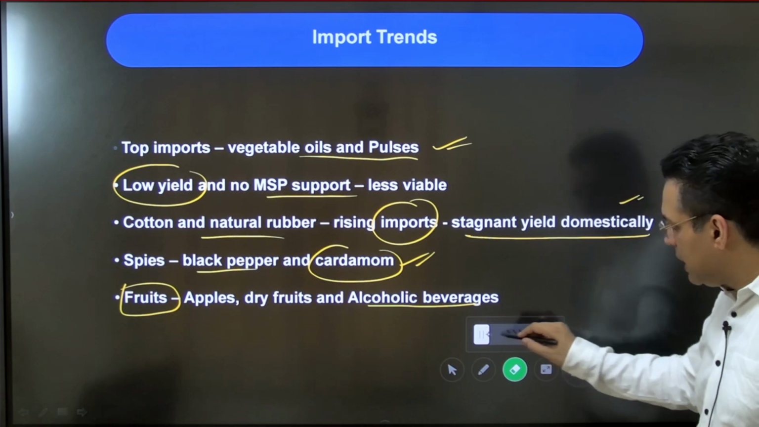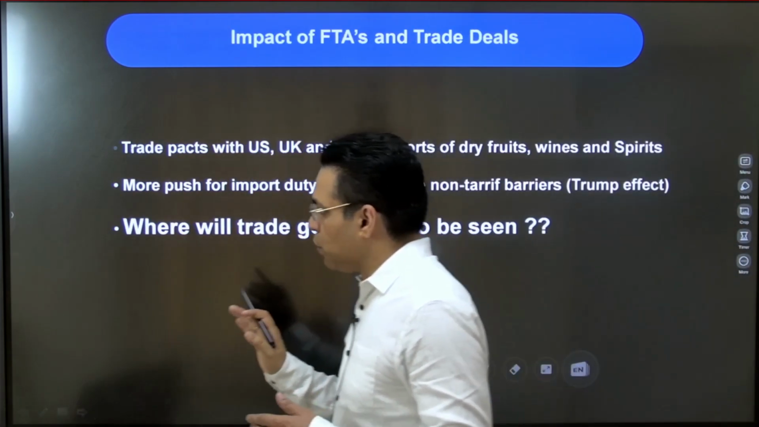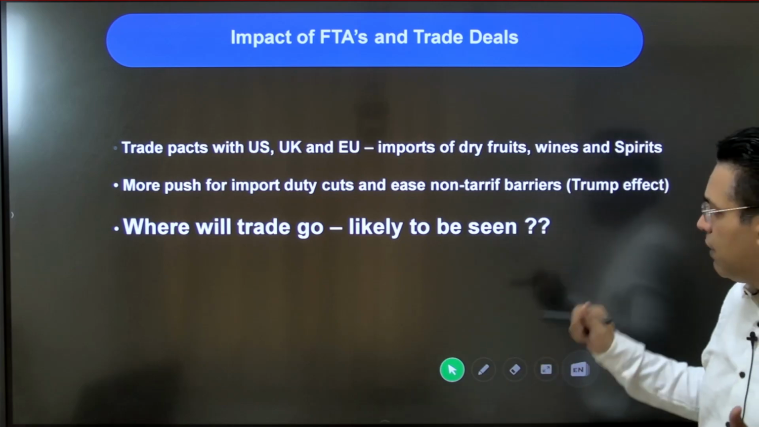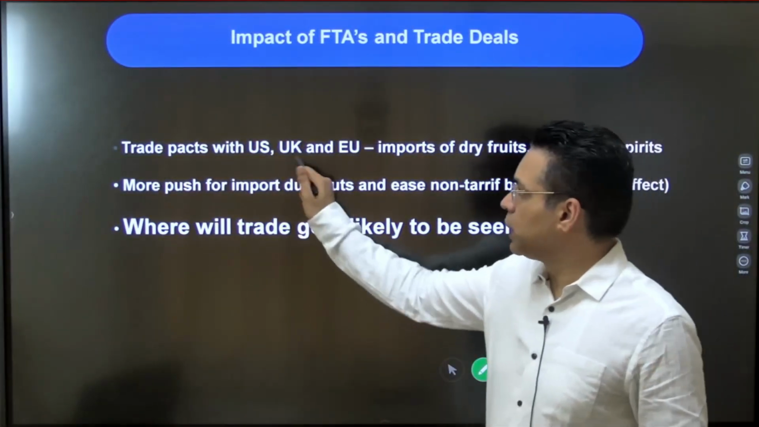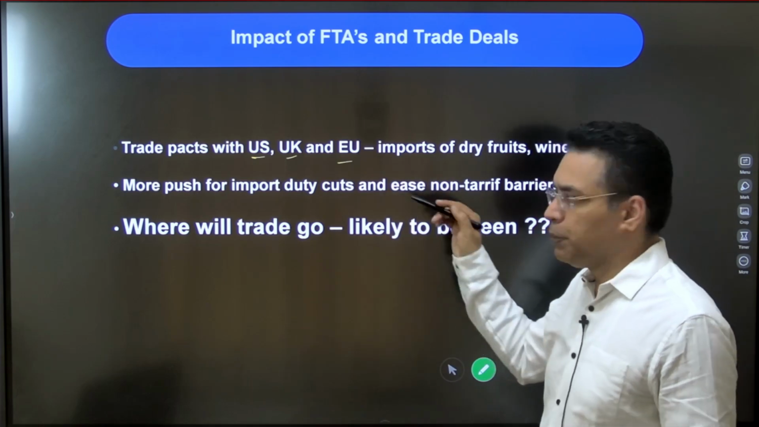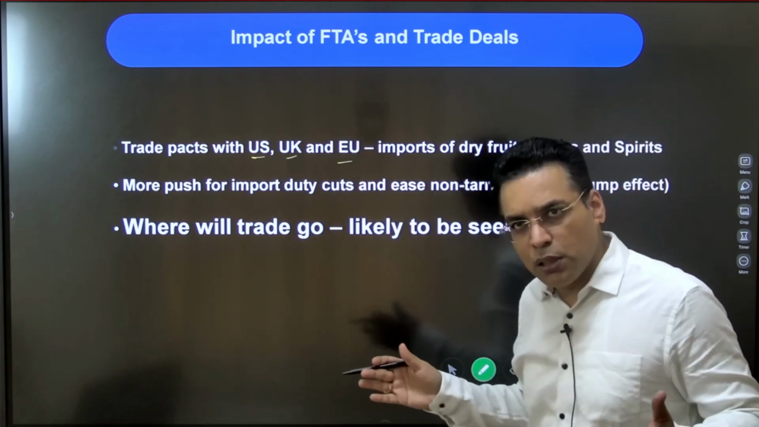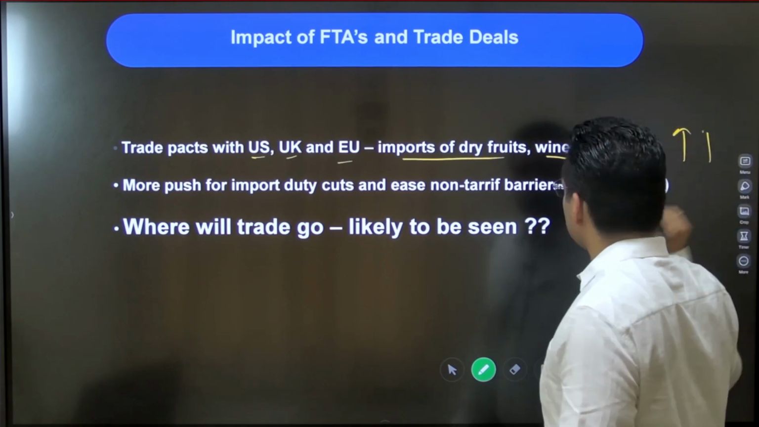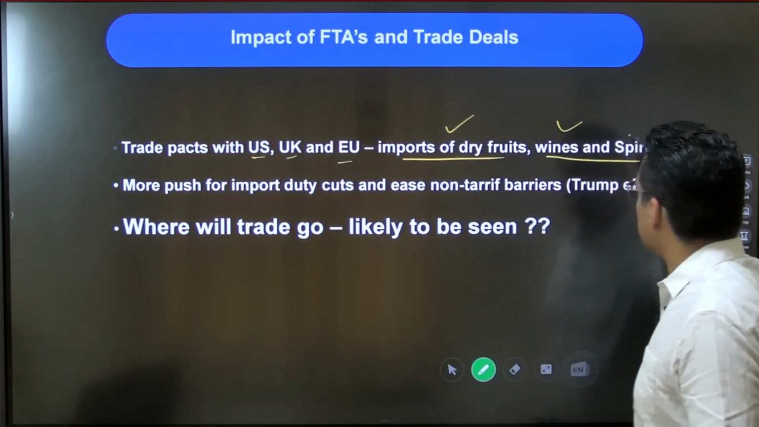Now the question comes that this is data of the last few years. How will the new trade deals change this? We already had a trade deal with the UK, with the USA and EU the negotiation is on. The moment the trade deal happens, it will open our agricultural market. So imports of dry fruits, wines and spirits will go up.